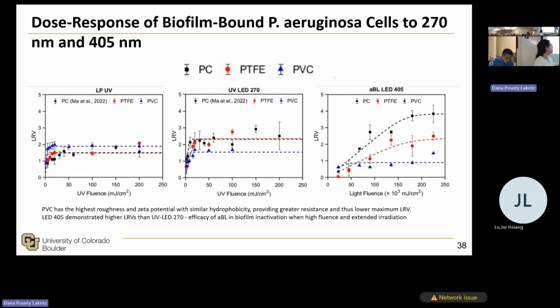And here are the results. The x-axis is the UV fluence, the energy that we invest in order to inactivate the bacteria, and the y-axis is the log reduction value. We have the LP mercury lamp, 270 nanometer and 405 nanometer. And we can see two trends.